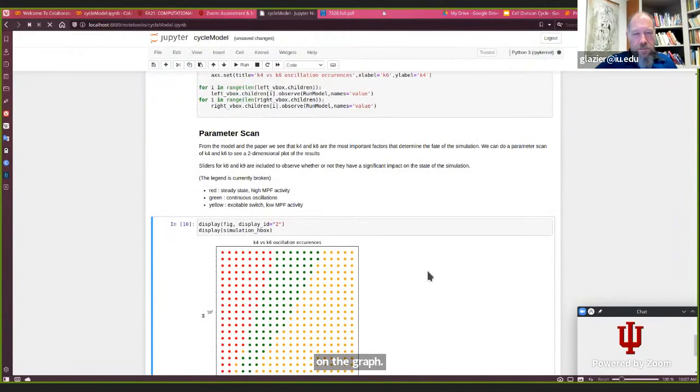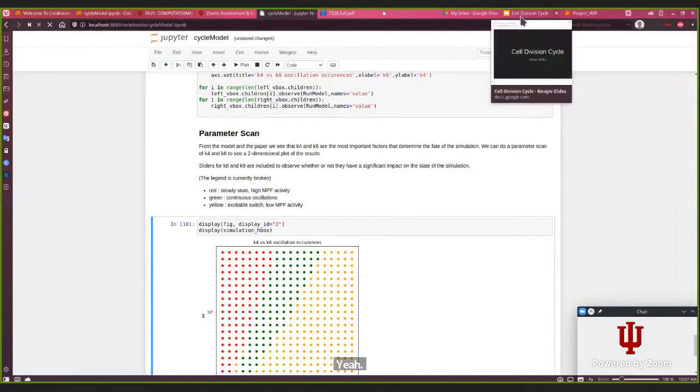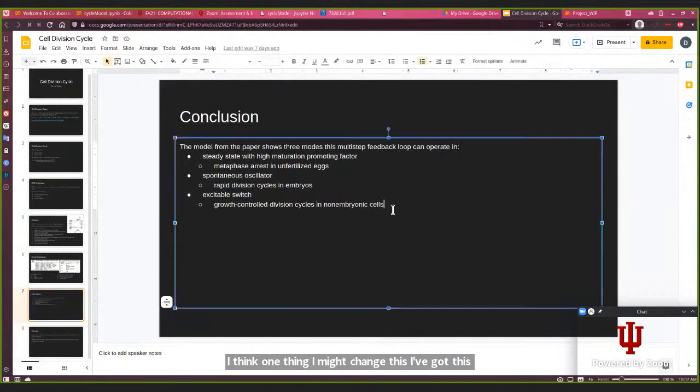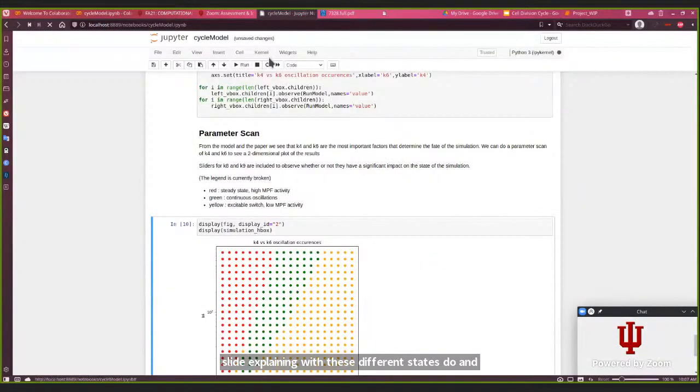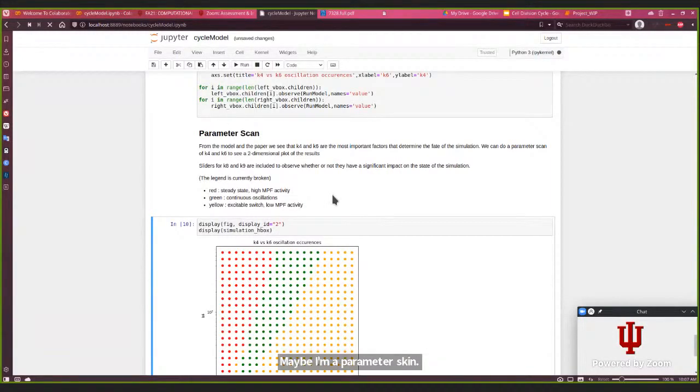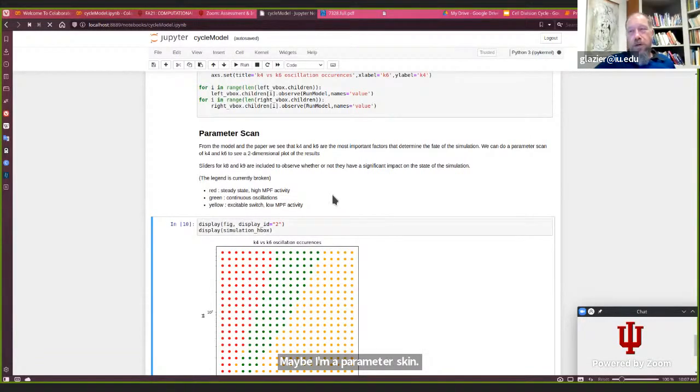One thing I might change is I've got this slide explaining what these different states do and where they're actually occurring. I should probably put that as a description, maybe on the parameter scan, just to understand what each state is. So you know what red, green, and orange really mean. Sort of. Yeah.